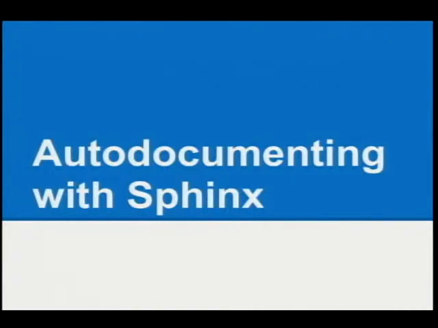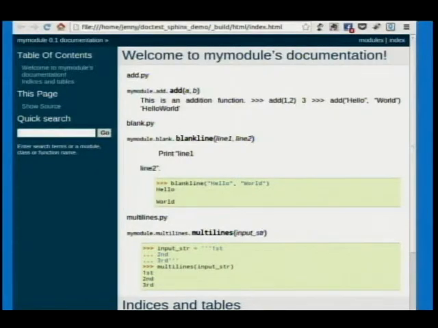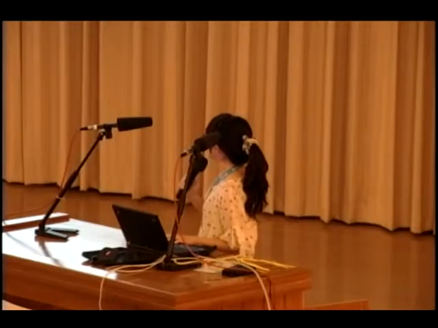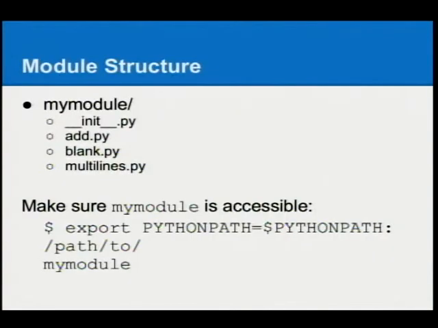Okay, I don't have much time left. So how do you generate documentation from your docstring? You can use Sphinx. And this is a sample of my previous three modules. So you have to organize your module into the way Python do it, and make sure your module is findable from Python path.